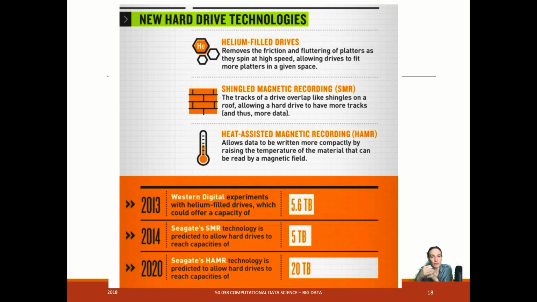The heat-assisted magnetic recording allows data to be written more compactly by raising the temperature of the material that can be read by a magnetic field. So very interesting to see this new technology appear. If we have these drives, then this will easily allow us to store 20 terabytes on a disk.